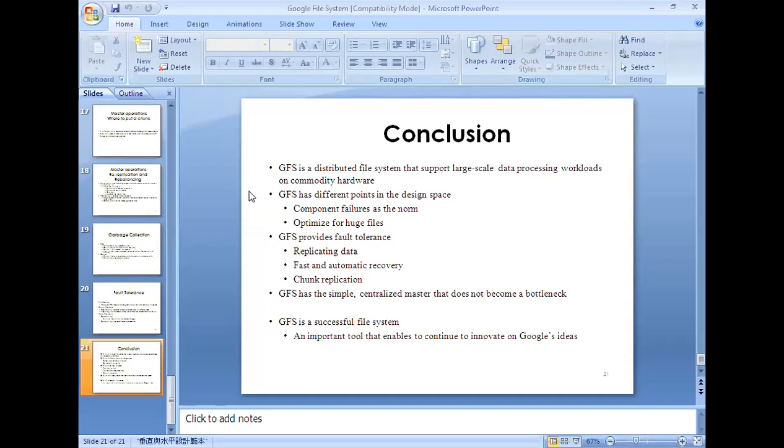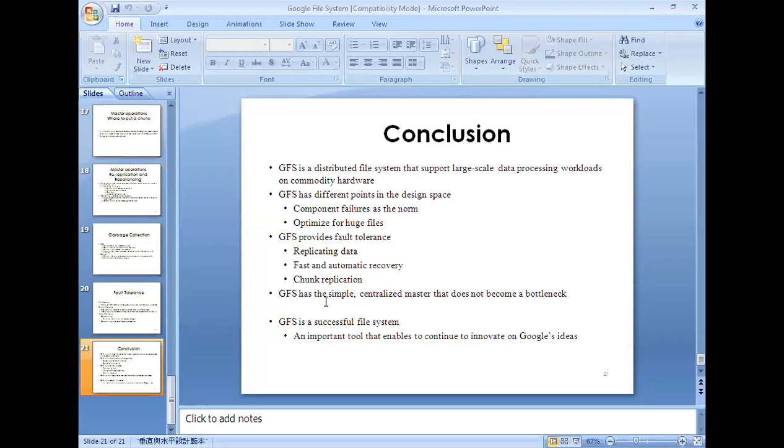And GFS provides fault tolerance. How it provides fault tolerance is that it maintains replicas of the data, with fast and automatic recovery, because all the information is replicated and stored at different machines. So whenever a failure occurs, we are able to restore immediately and restart the operations.